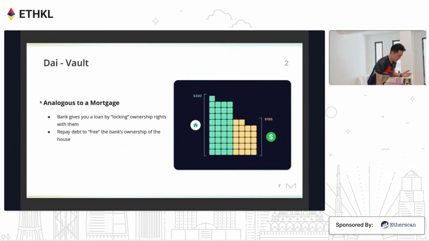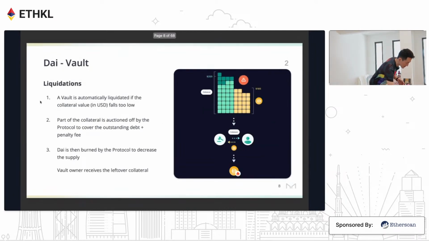You can think of it kind of like a mortgage. You lock up the deed to your property that you want to purchase, and in return, the bank gives you the money to actually purchase it. But if you were ever to default on the mortgage, the bank would take the property. That's also what's going on in the vaults.